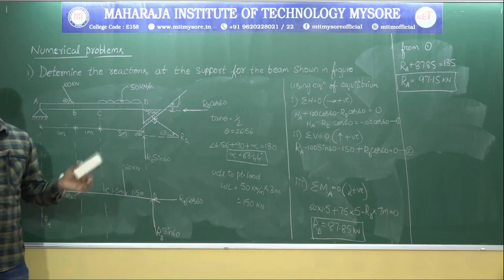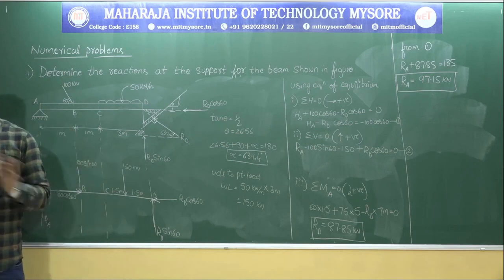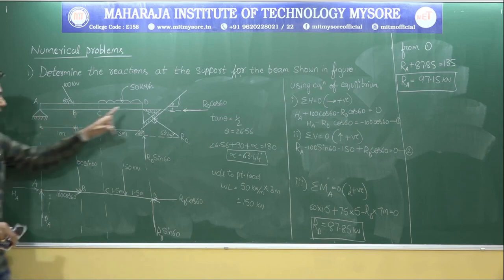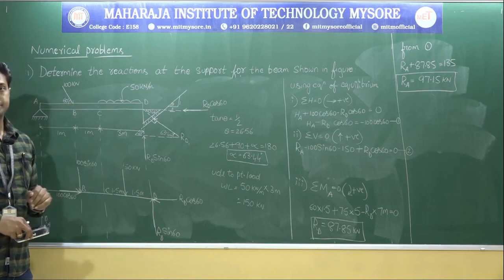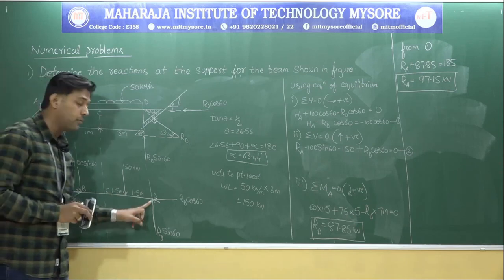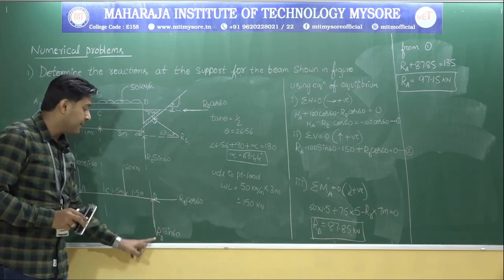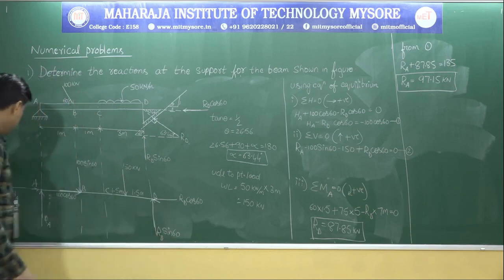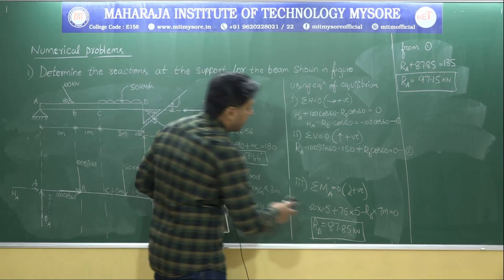Now I need to take the moment about a certain point. Either I take the moment about A or about D. Where do we have the maximum unknowns? At A, HA is unknown and RA is also unknown. But don't consider point D. The reason is that even though RD has two components, the unknown is only one. So let me take the moment about point A.